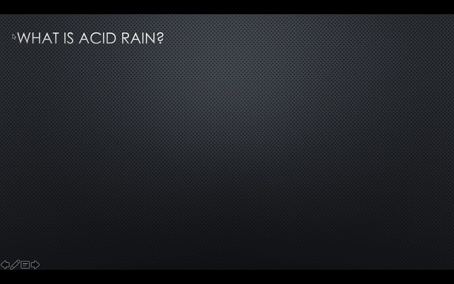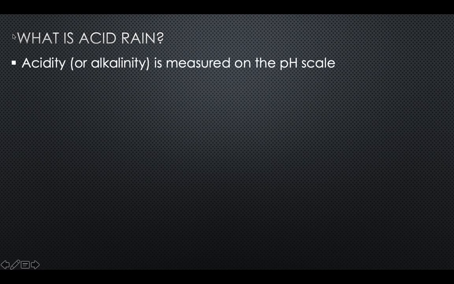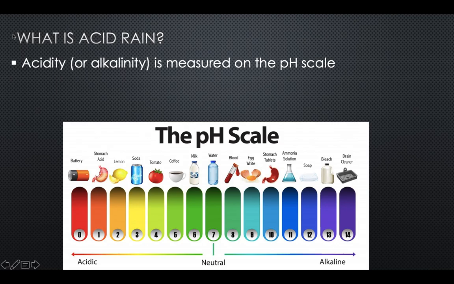Now, before we talk about how acid rain forms, I just want to give you a little background on the pH scale. Acidity, or the opposite of acidity known as alkalinity, is really a measure of where a substance lies on a pH scale. The pH scale just measures acidity or alkalinity. The lower the number, the more acidic the substance. So as we move in this direction, we get stronger and stronger acid. Battery acid has a pH of 0, our stomach acid has a pH of 1, etc.